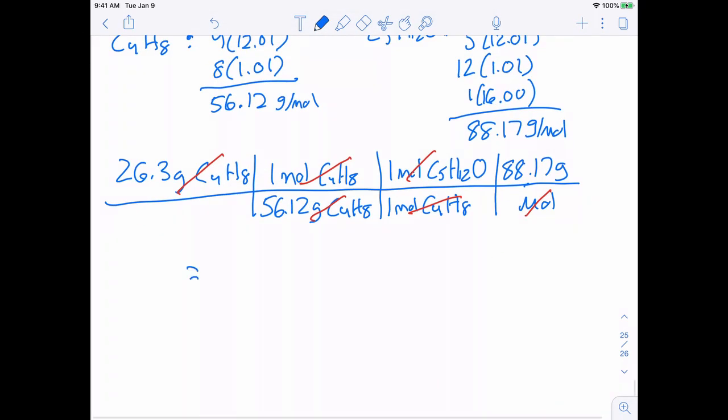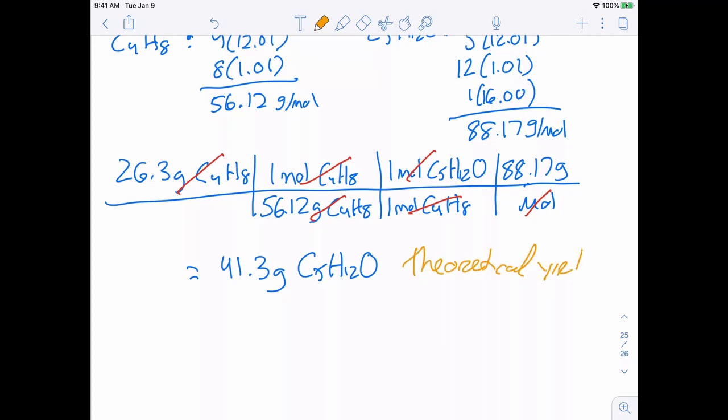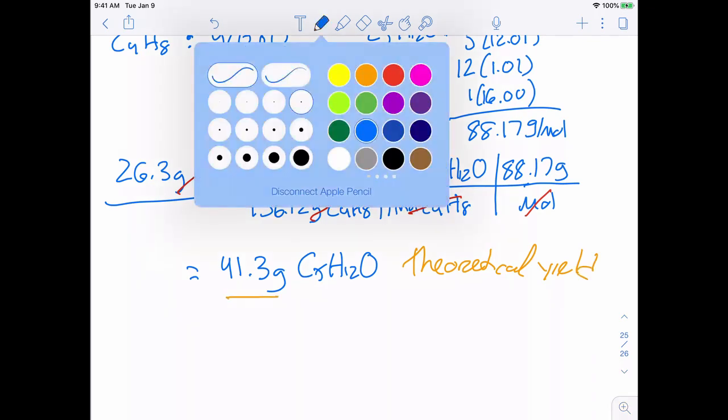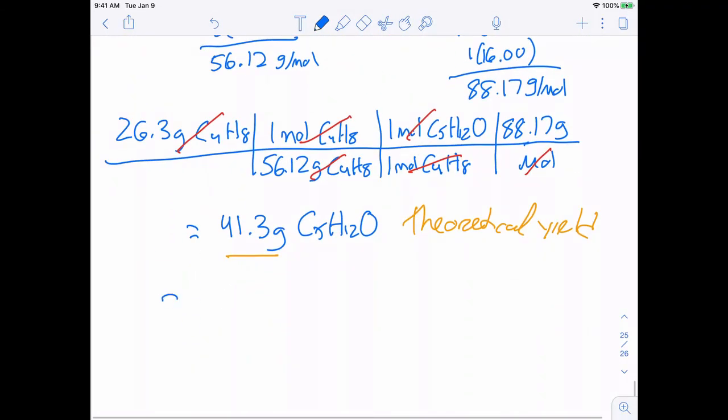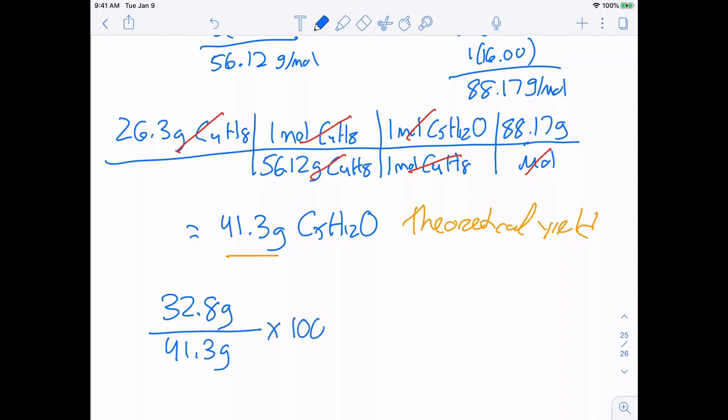So again, I'm going to grab my calculator. And I got 41.3 grams of C5H12O. So this is my theoretical yield. So our problem wanted our percent yield, so one last step. I'm going to take my actual, which was up here, 32.8. I'm going to divide it by my theoretical yield, 41.3. I'm going to multiply that by 100. The only units I'm going to have is my percent sign. Those grams are going to cancel each other out. So it doesn't really have units. And I got 79.4%.